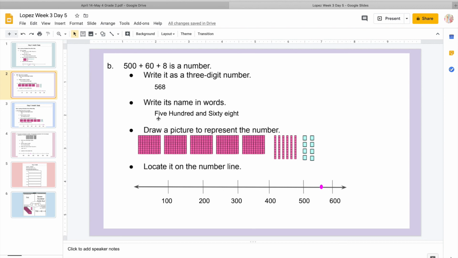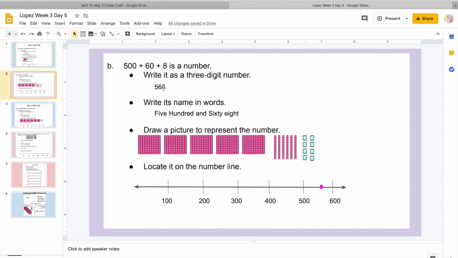So we'd write it out, spell it out, 568. The third bullet point again wants us to draw a picture to represent the number. Again, we're just going to use those base 10 blocks, breaking apart that number, finding the value of each digit. If you look at the 5, and you look at the 100 spot rather, sorry, there's a 5, so we know we need 5 hundreds.